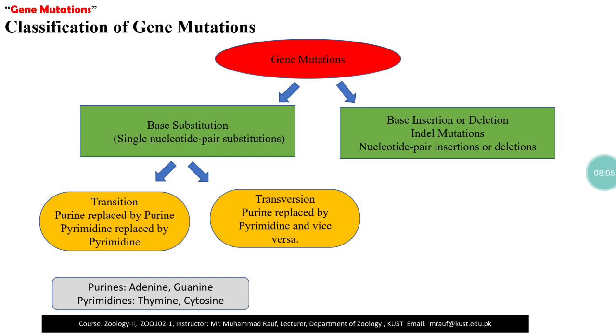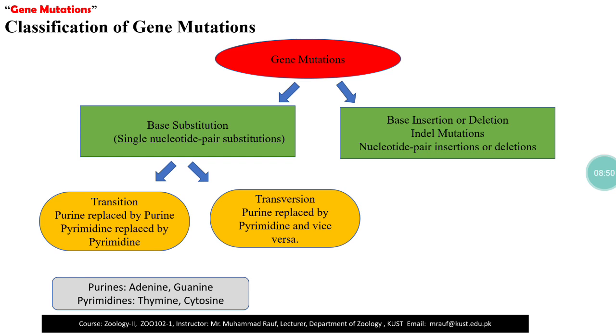We know that DNA is composed of 4 types of nitrogenous bases: adenine, guanine, thymine, and cytosine. Adenine and guanine are double-ringed large bases and they are purines, whereas thymine and cytosine are single-ringed structures. They are smaller bases and they are pyrimidines. So, if a purine base in DNA is replaced with a purine base, or a pyrimidine base is replaced with a pyrimidine base, such type of mutation will be termed as transition.